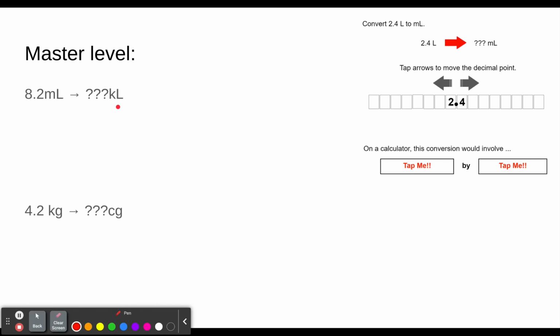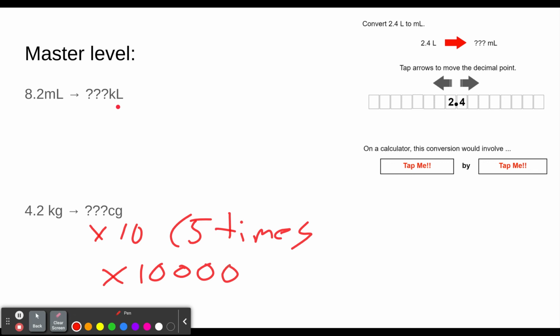So let's write that down. Times 10, 5 times. Okay, so each time adds a 0. So 1, 2, 3, 4, 5. Okay, and so that's what you'd write here. Times or multiply, and then you'd have your 5 zeros or 100,000.